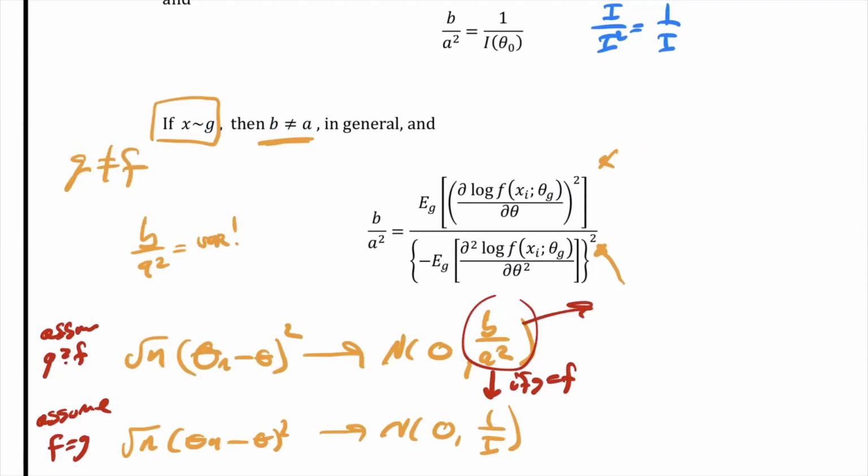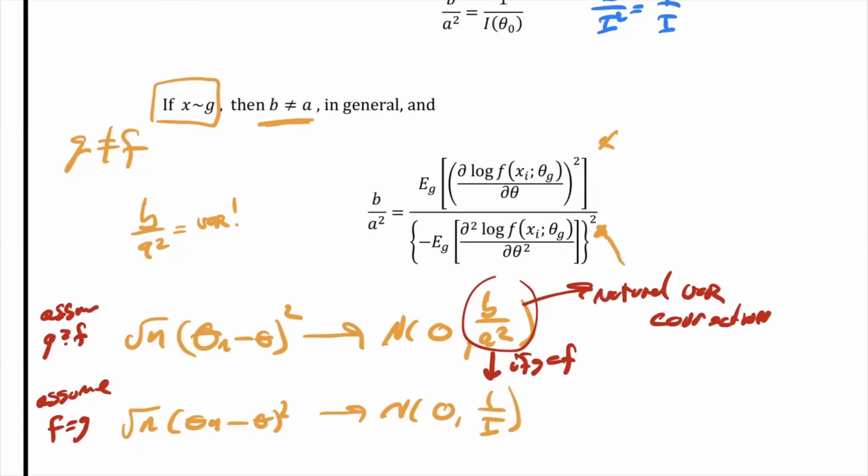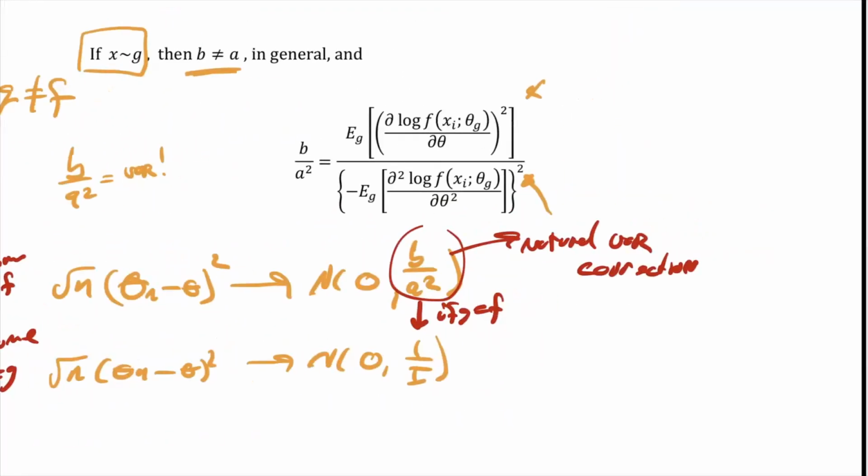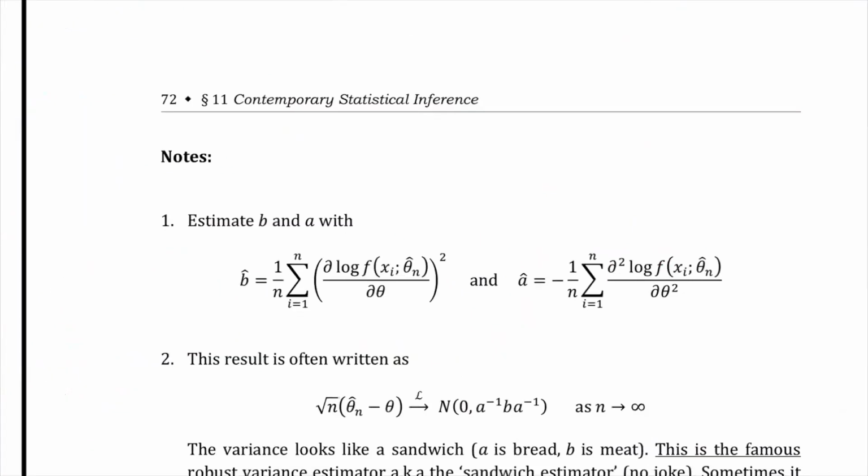This is going to be a natural variance correction. So this is a natural variance correction. If that's helpful, that's good. I just totally made that up, but that is what it is. So let's go on to the next page and let's see what we have.